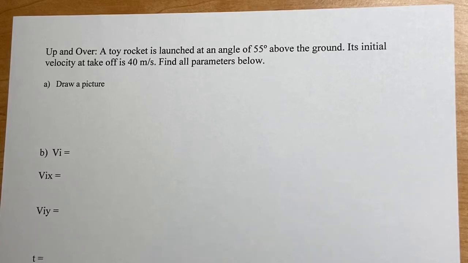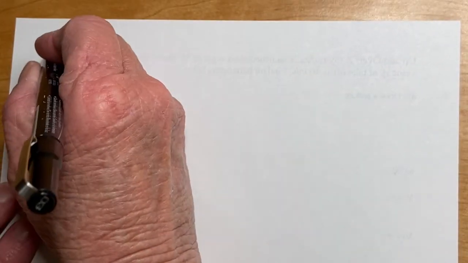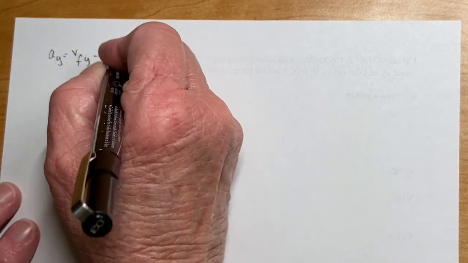Hey everybody, these are the notes for up and over, for the problems that are projectiles literally flying up at an angle and down. So first we're going to tweak the formula. I'm going to start on the back, kind of like I did the last ones. We have AY equals VFY minus VIY over T.